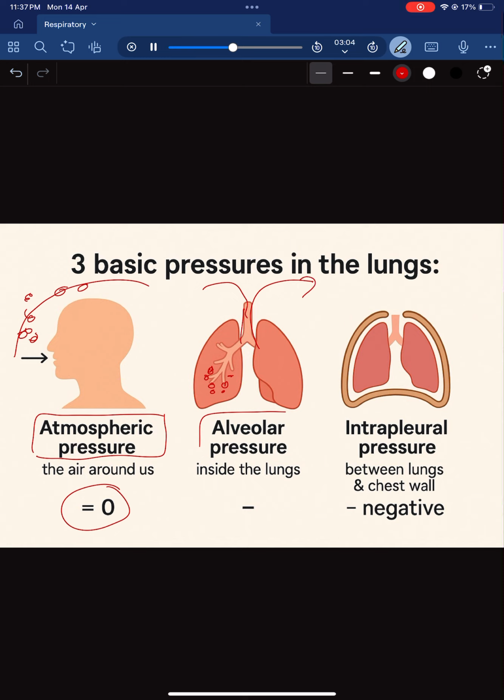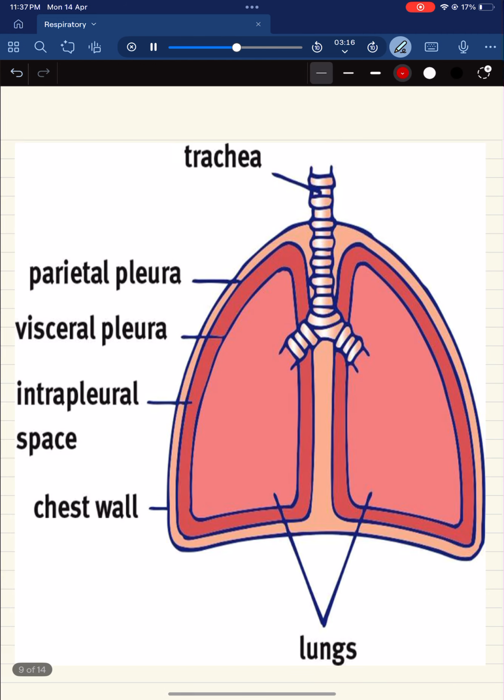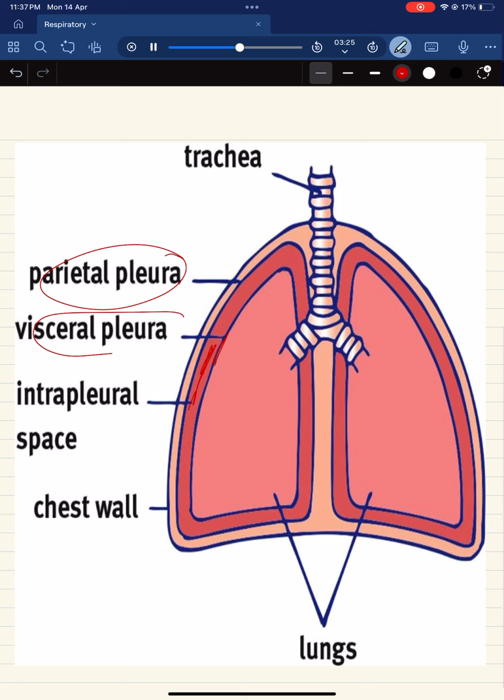Now let's talk about the third important pressure that you need to know. You remember we talked about the intrapleural space, which is the space between the two membranes around your lungs, the visceral pleura and the parietal pleura. This is the pressure in the pleural space. The pressure there is always negative, usually around -4. It's like a gentle suction that keeps the lung expanded.